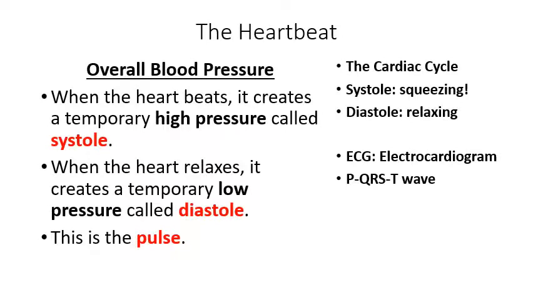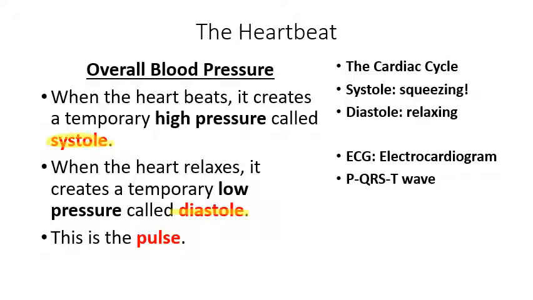All right, let's spend a few minutes talking about how the heart beats. Okay. Overall blood pressure: when the heart beats and sends blood to the lungs or to the body, it generates high pressure. So when the heart beats, it squeezes the blood out at high pressure. And so the blood traveling through the body is temporarily at high pressure, and we call that systole, right? So when the heart squeezes the blood out and generates high pressure, we call that systole. On the other hand, when the heart relaxes to let blood in, there's a temporary low pressure to the blood, which we call diastole, right?